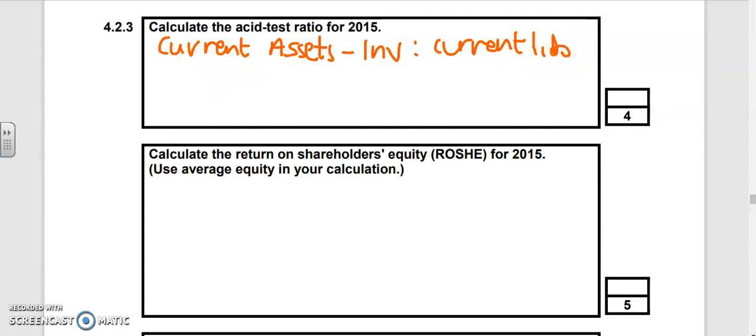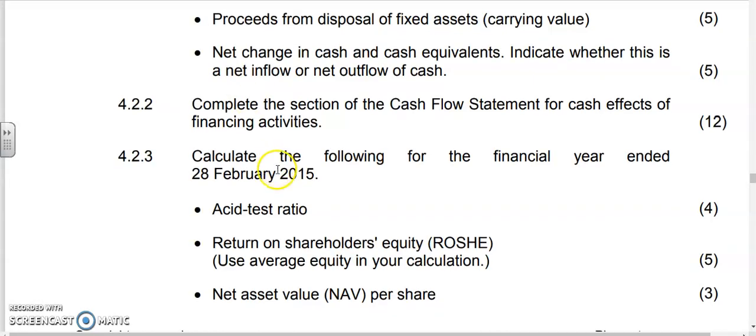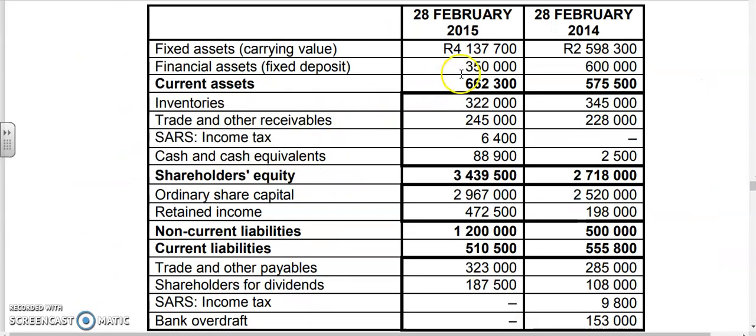So current assets, if you look at in this particular question here, our current assets is 662, and you take out the inventories because we want to know whether there's too much of stock tied to current assets, because remember your asset test ratio is a liquidity ratio. We want to determine is the business able to pay off its debts. So with the current ratio, it includes the current assets, but with the asset test, we take out the inventory and we still check, is the business still able to pay off its debts?